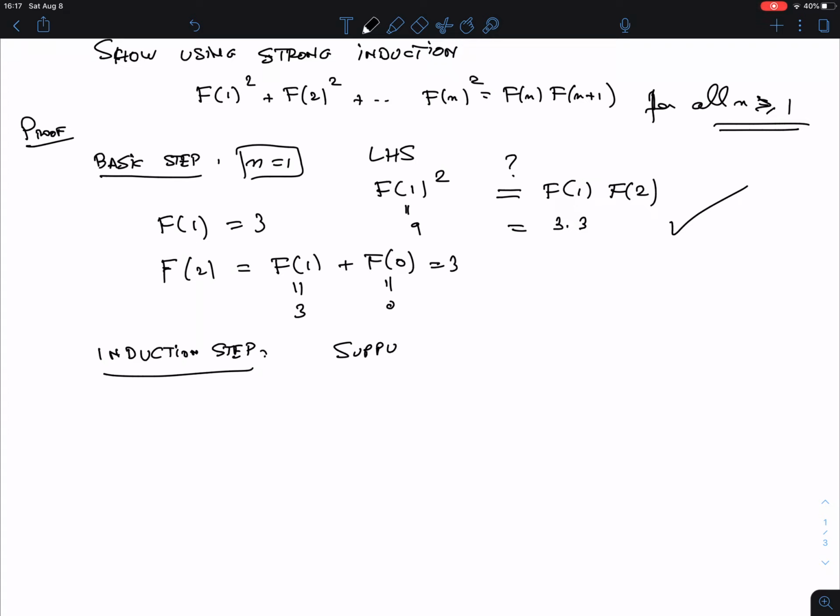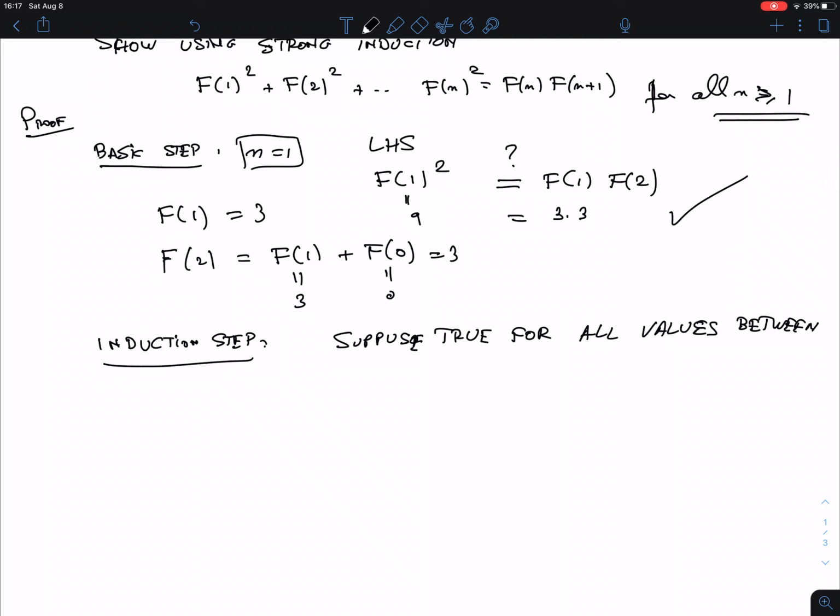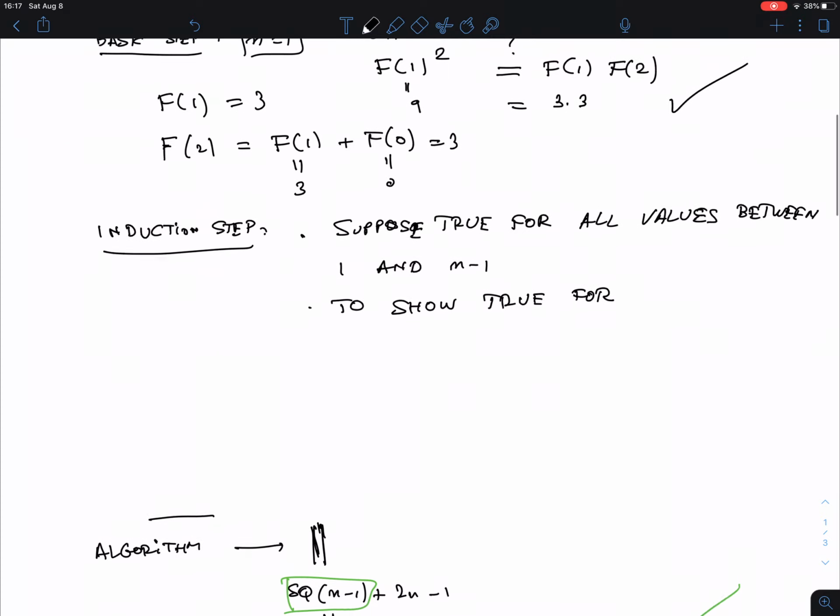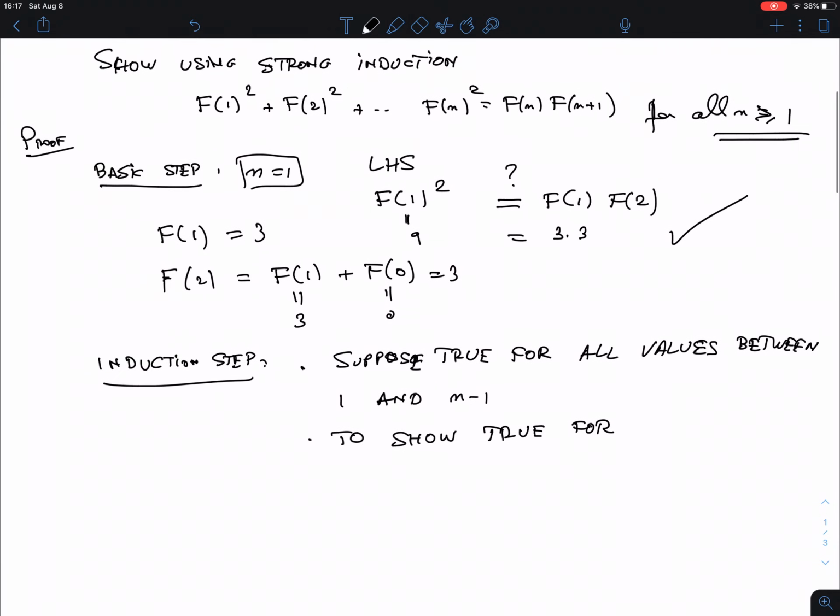So suppose it is true for all values between 1 and n minus 1, to show it is true for n.